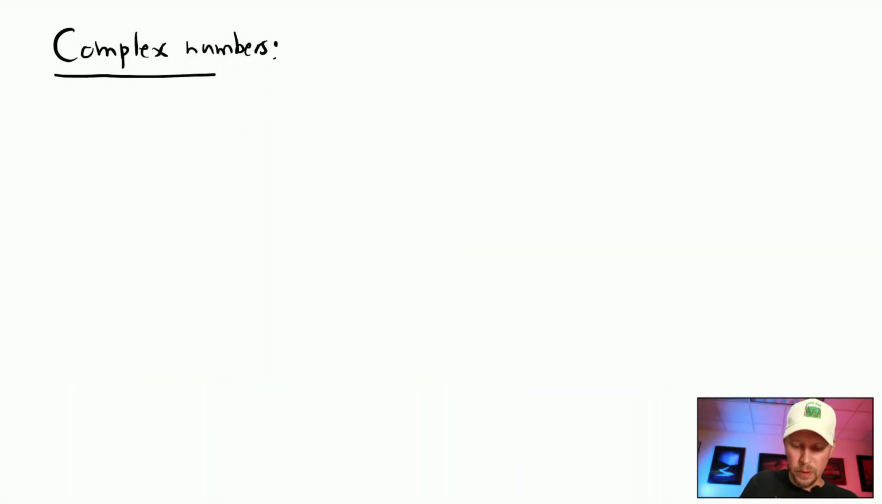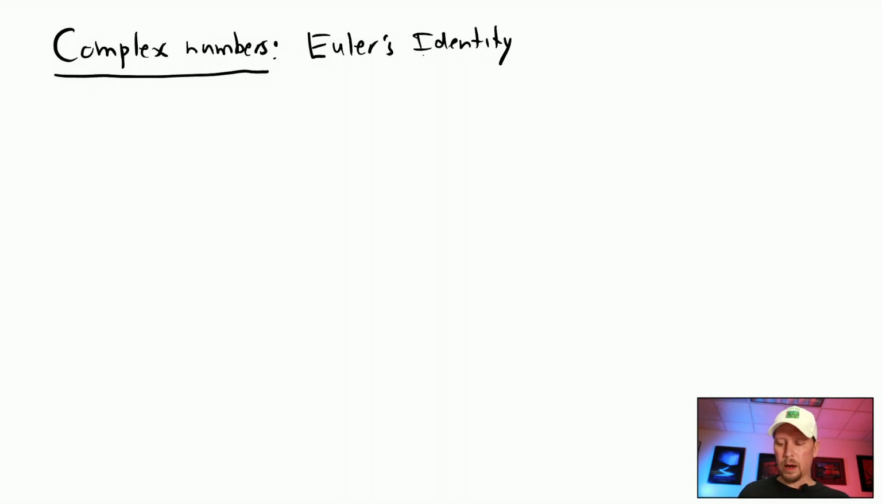So this is complex numbers. Still an overview, but I want to talk about Euler's identity. Now, what Euler's identity states, let me write identity correctly. Strike three. Okay, fine.